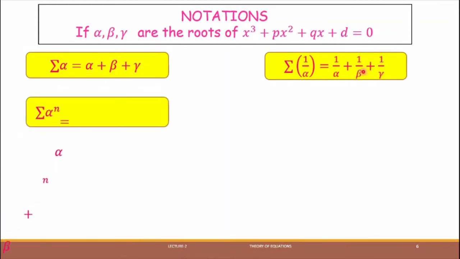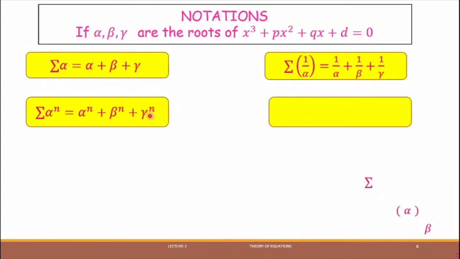In the similar way, summation alpha power n is alpha power n plus beta power n plus gamma power n. This is in general, where n is any integer. Now look at this notation, summation alpha beta. Summation alpha beta means alpha beta plus beta gamma plus gamma alpha. Actually, what we are doing here is taking the cyclic order alpha beta gamma.